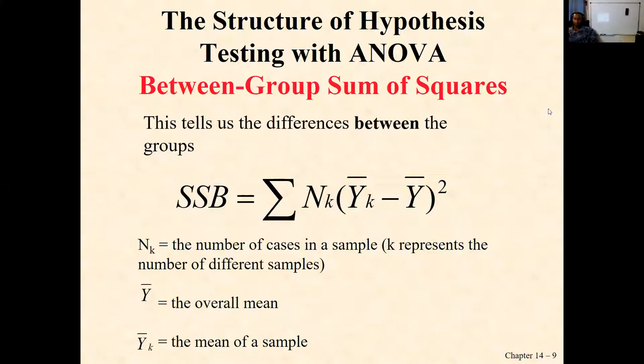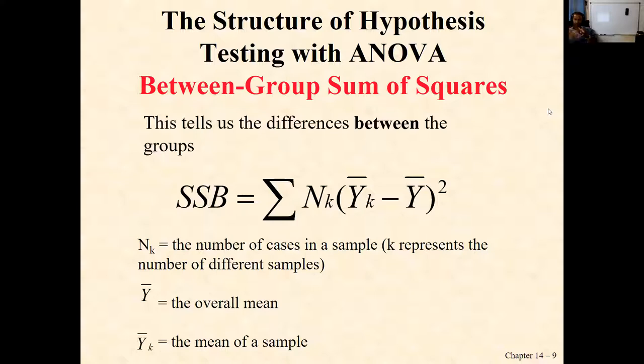So the between group sum of squares, or the SSB, is equal to the sum of the N_k, where N is the number of cases in a sample, and K represents the number of different samples that you have. Now again, we have four samples, so how many N's do we have? We have four N's, okay?